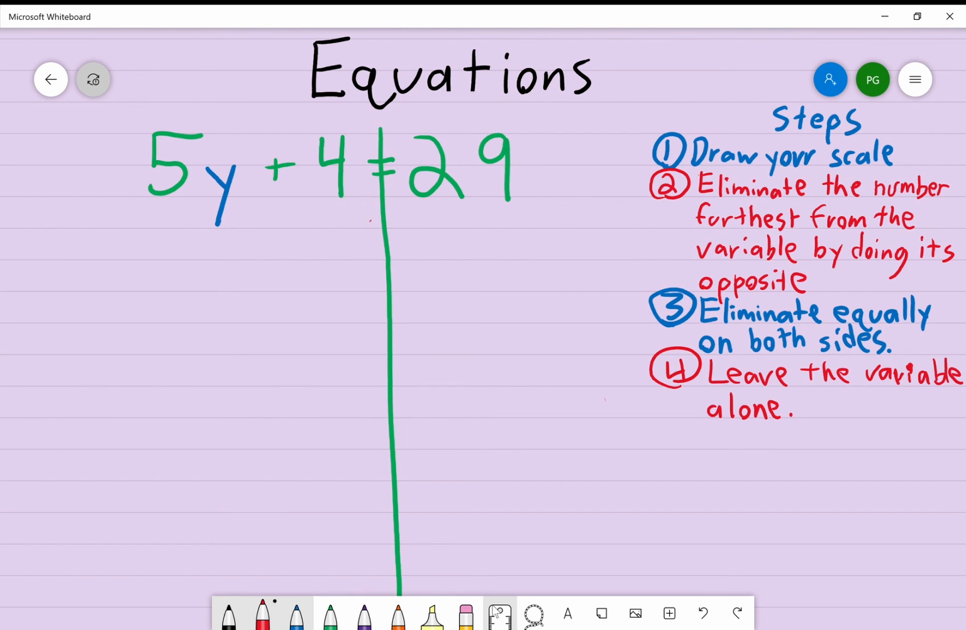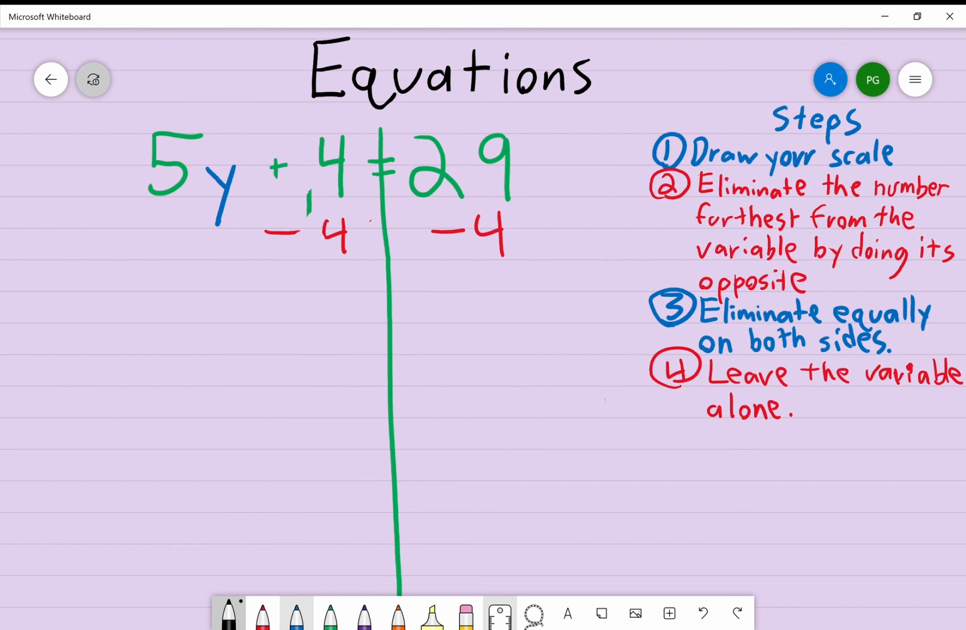What's the opposite of plus 4? The opposite of plus 4 is minus 4. Yeah, so I'm going to subtract 4. Now, if I'm doing it to one side of my equation, don't I have to do it to the other side as well? Yes, so I'm going to subtract 4 here as well. Okay, so, whoa, I don't know what happened.